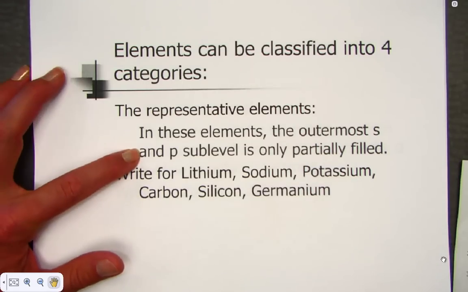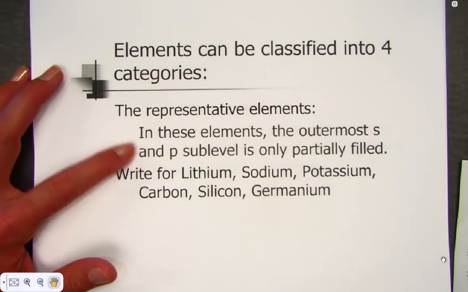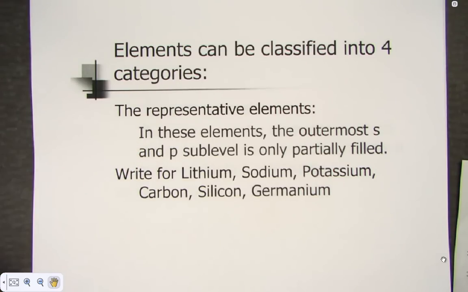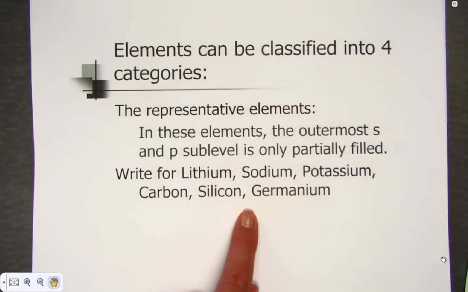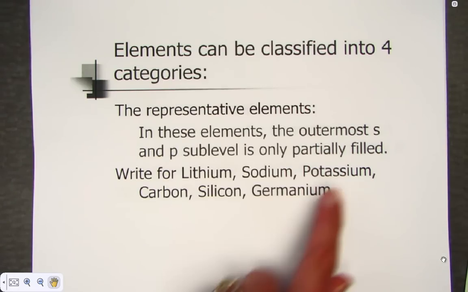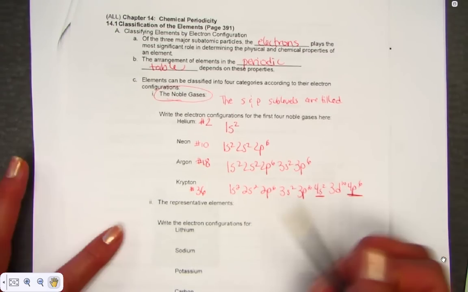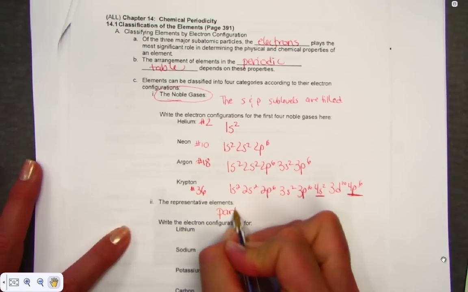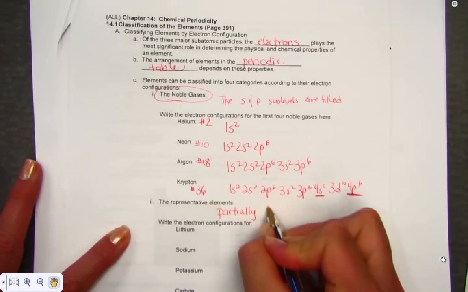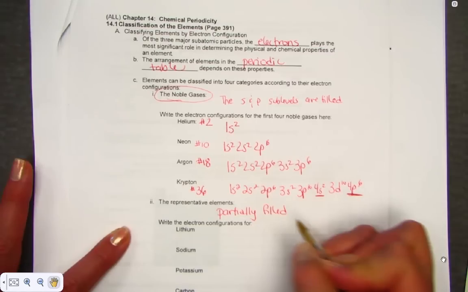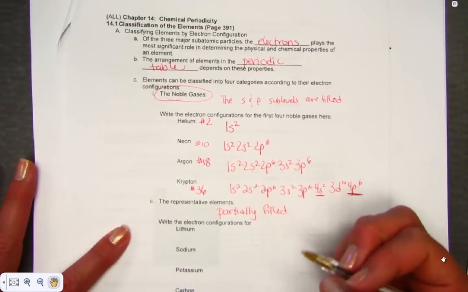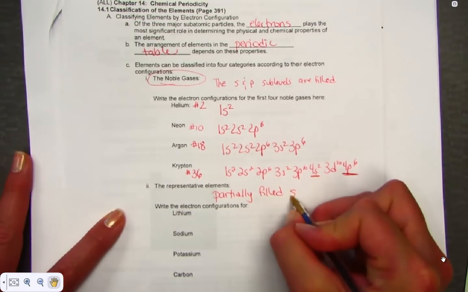With these elements, the outermost S and P sublevel is only partially filled, and we have some examples to write for. If noble gases have completely filled, these are only partially filled. That's what makes them reactive. That's what makes them be able to form bonds to make compounds.